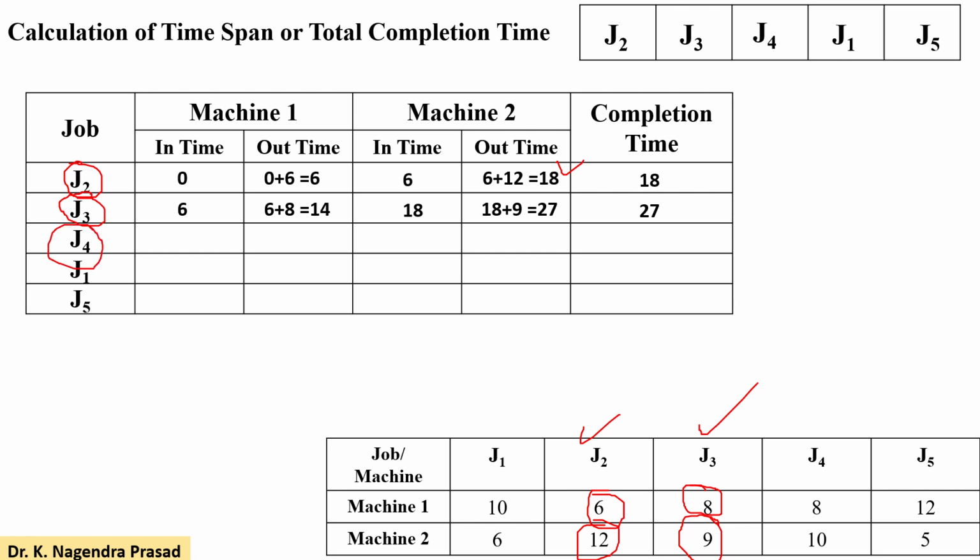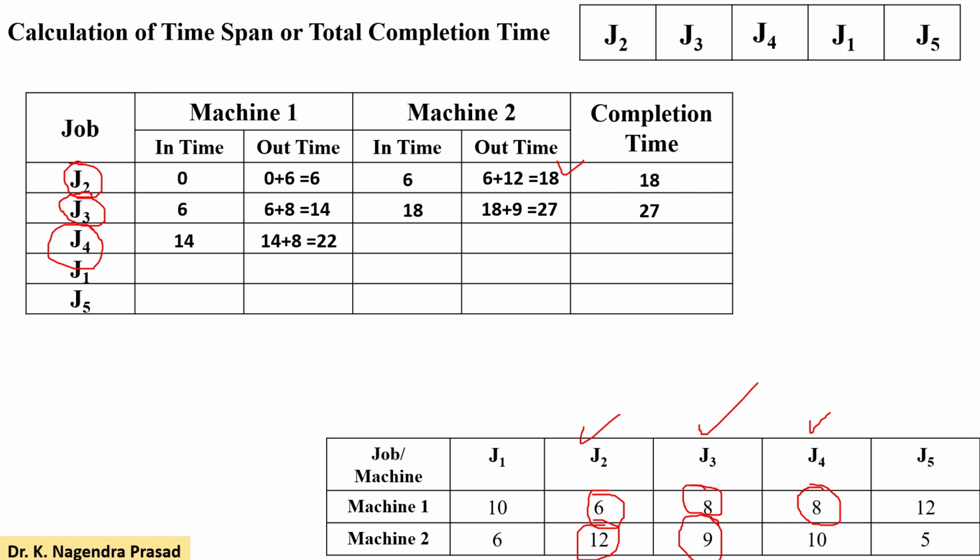So in time for machine 1 of the job J4 is 14, because up to 14 hours machine 1 is engaged with the job J3. So after 14 hours only, it will receive the next job, that is J4. So in time of job J4 on machine 1 is 14, and out time will become 14 plus processing time. Processing time for job J4 on machine 1 is 8. Then out time will become 14 plus 8, which is equal to 22.